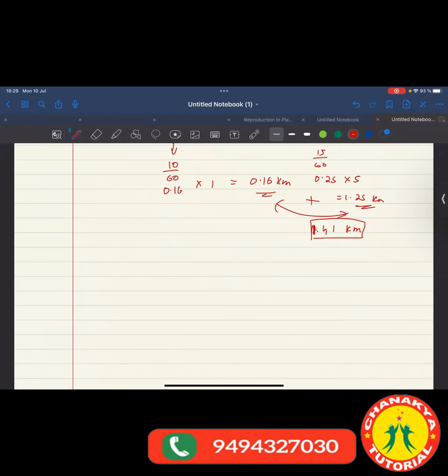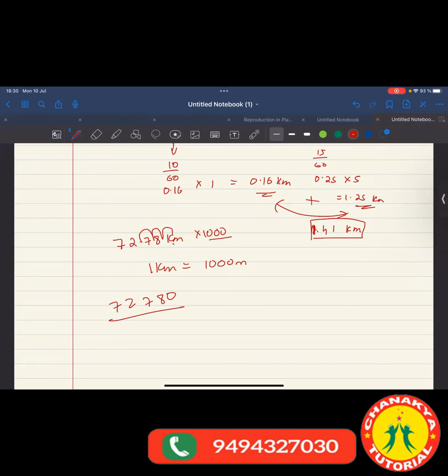Okay. Next, last question. How many meters is there in 72.78 kilometers? 1 kilometer is how many meter? 1,000. So 72.78 into 1,000 you need to do. It will move 1, 2, 3, because 3 zeros. So it will be 72780. Not just 7278.